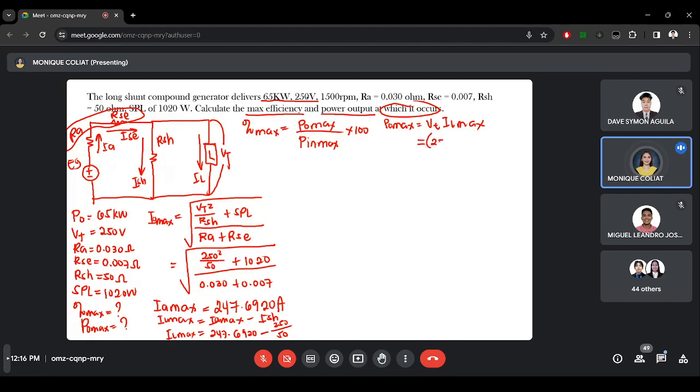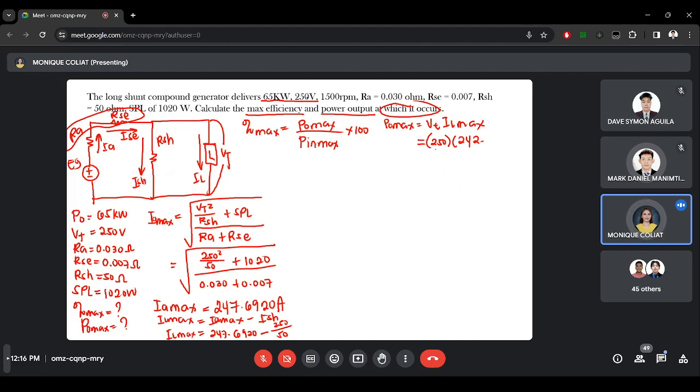Our unit number 1, yes. It is just minus 5, so 242.6920 for PO max. From 12 midnight to 7 a.m., only unit 1 is in operation. It is the only one operating from 12 midnight to 7.